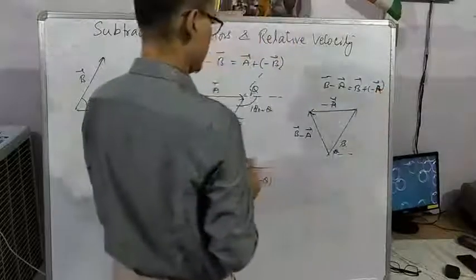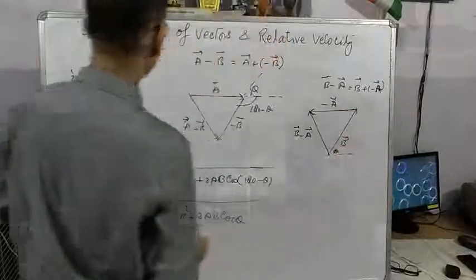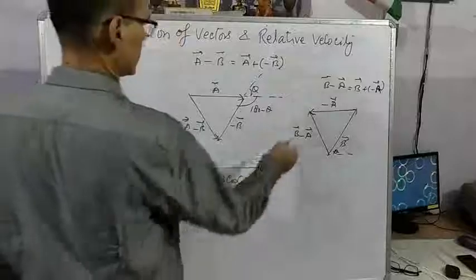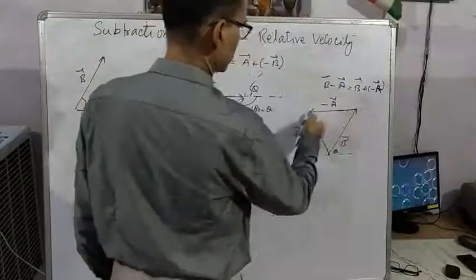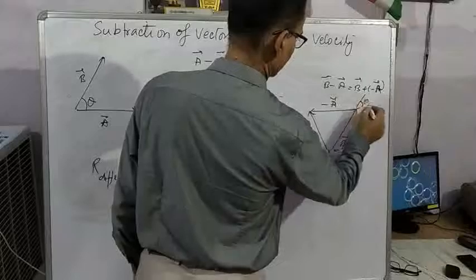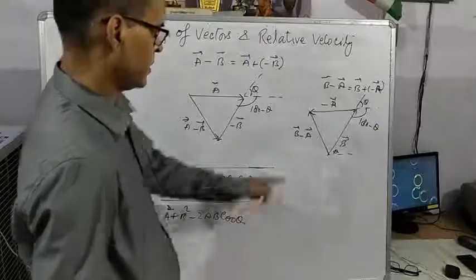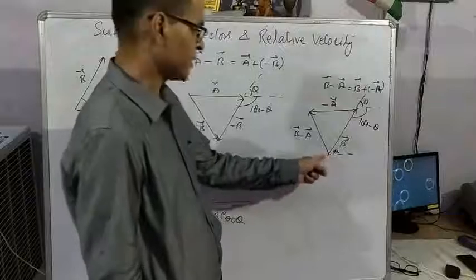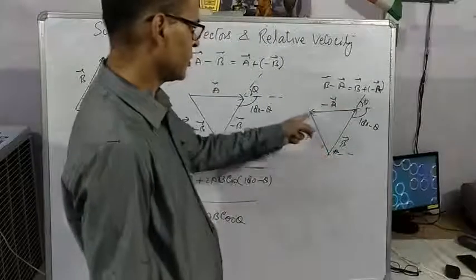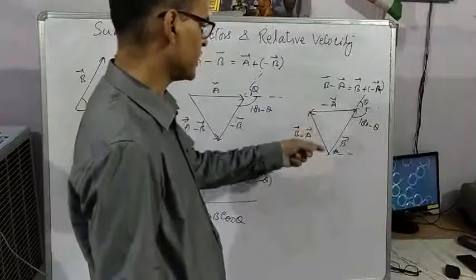So first you draw the B vector, then minus A. The direction of A is reversed, it becomes minus A. Now B will be considered as the first vector. Now join the tail of the first vector to the head of the last vector. So this gap will represent B minus A.